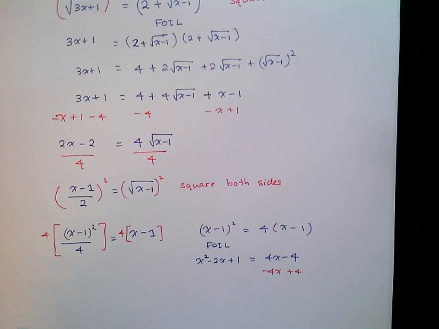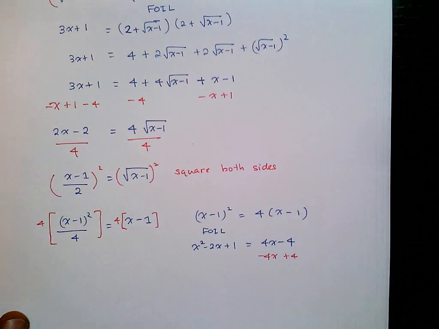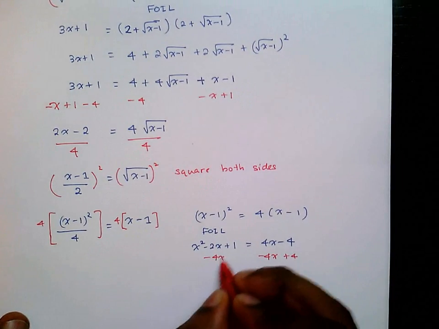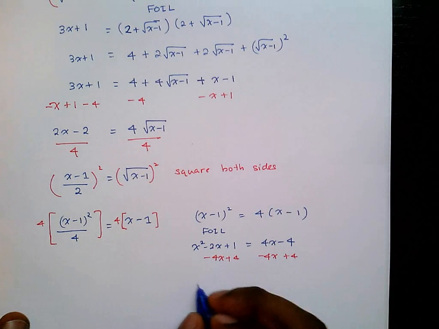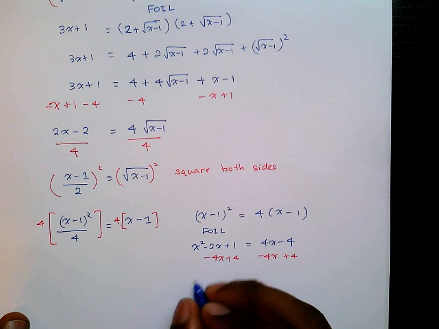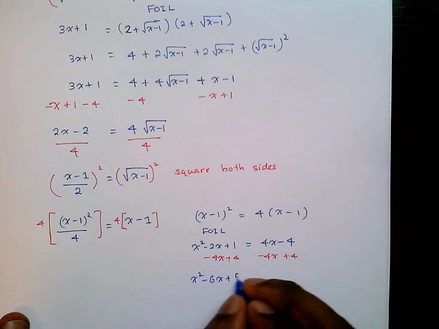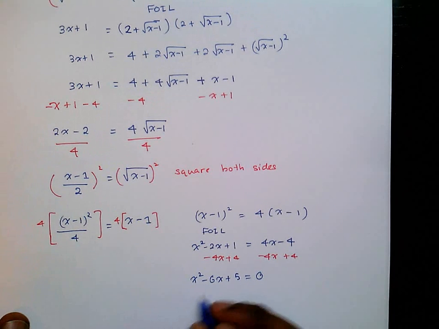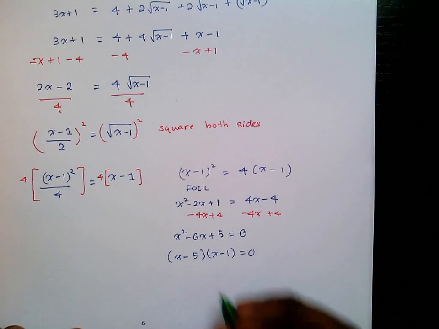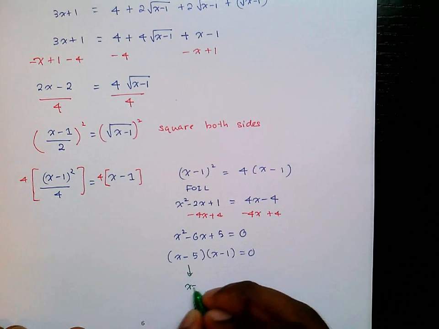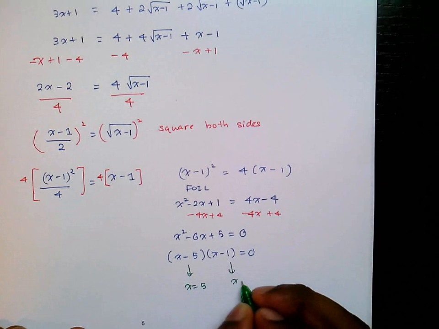There is an easier way. You should figure out how to do this part easier. Minus 4x plus 4. So you get x squared minus 6x plus 5 equals 0. So factor it, you should get x minus 5, x minus 1 equals 0. And that gives you x equals 5 and x equals 1.